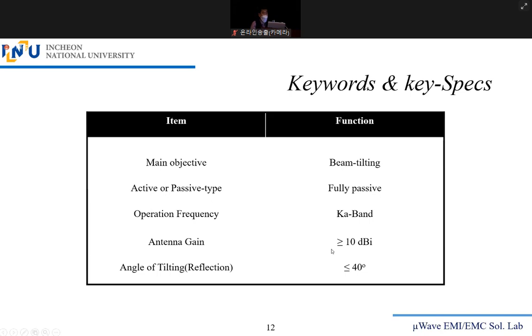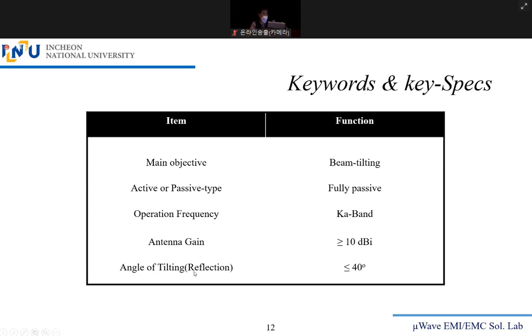And antenna gain should be larger than 10 dBi. This means that hitting the surface can or cannot increase the directivity or the gain. But here, it's a kind of passive gain. If you concentrate the flux of the electromagnetic wave power, then you can get the gain. It is a kind of antenna gain. So you can expect that.